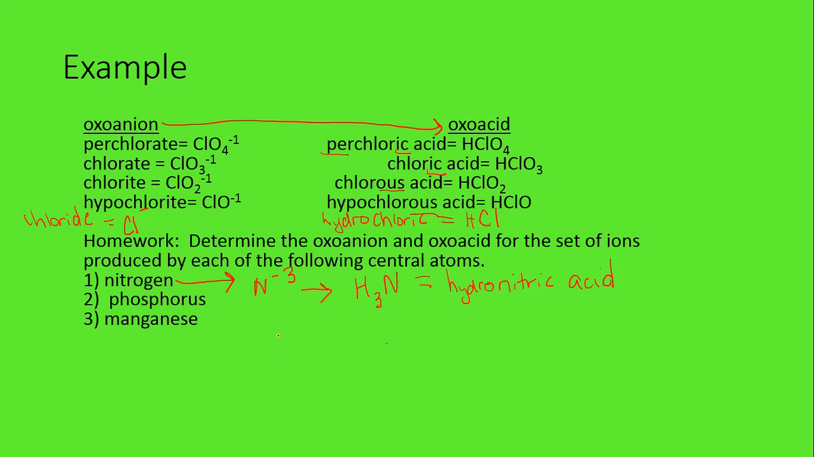Now let's do the oxoanions. So let's just start with the -ate. Nitrate is NO3 -1. What happens when nitrate attaches to hydrogen? It becomes HNO3. And based on our rules, if it's an -ate, we call it what? -ates are -ic. So, nitric acid.